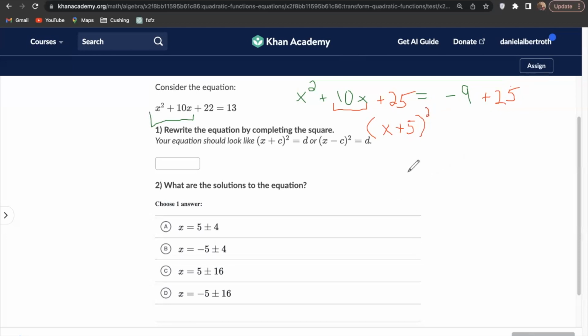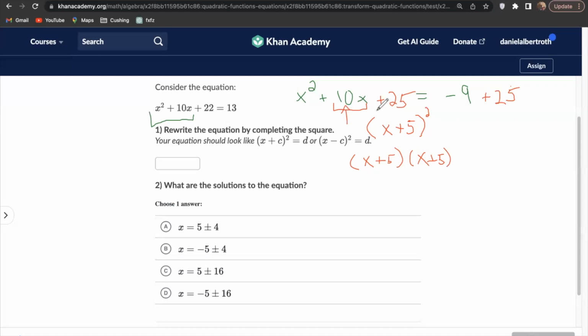To understand that a little better, another way to write that is (x plus 5) times (x plus 5), because if you are squaring something, that means you multiply it by itself. So (x plus 5) squared is the same as (x plus 5)(x plus 5). If you were to multiply these together, FOIL it, first, outside, inside, last, you get x squared plus 5x plus 5x, which gives you 10x, and then 5 times 5 gives you 25.